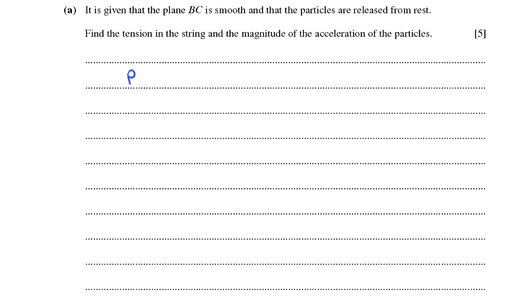For P, we have got the force going down, which is 3 sine 60, minus the tension, which is going up, is equal to the resultant force, which is the mass times acceleration, 0.3a. For Q, we have got both forces acting in the same direction. So we've got 2 sine 30 plus T, because tension is going down as well, is equal to the resultant force, which is in this case 0.2a.